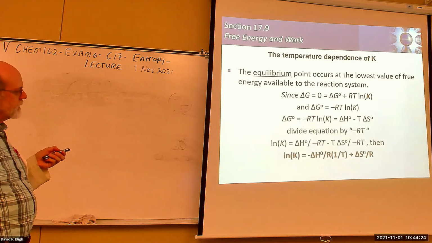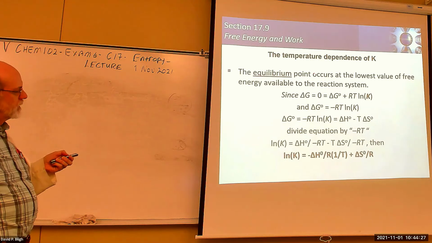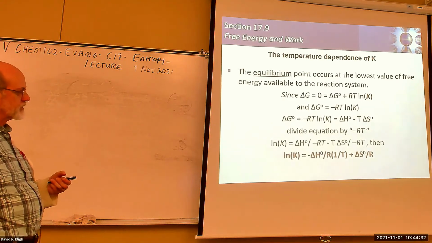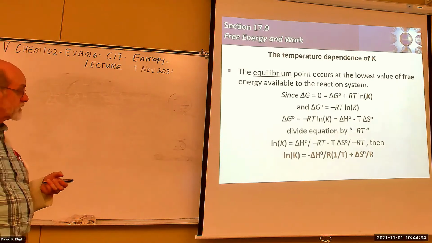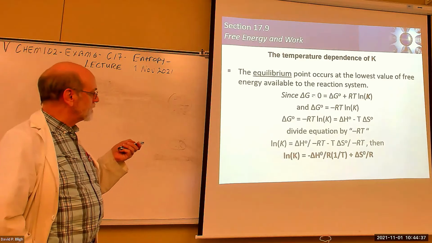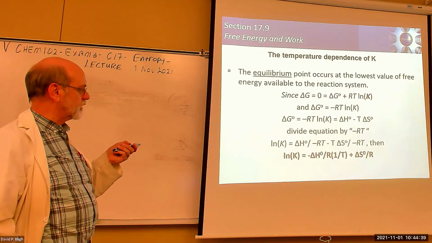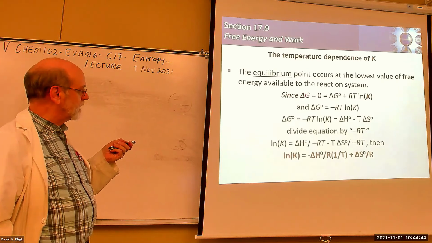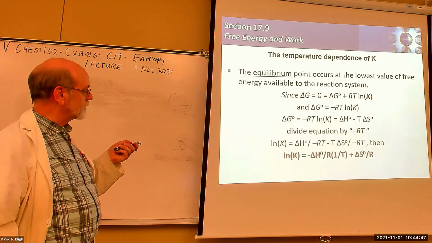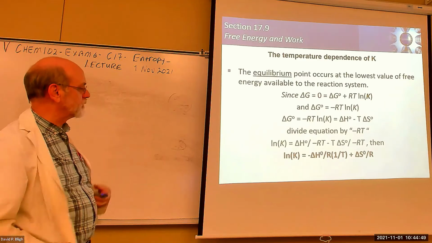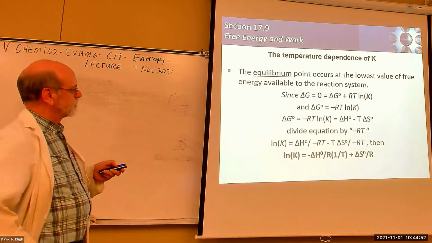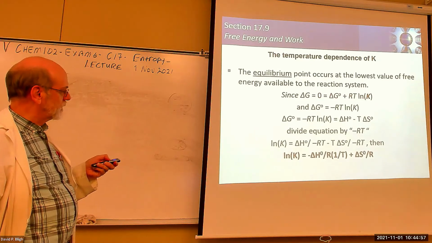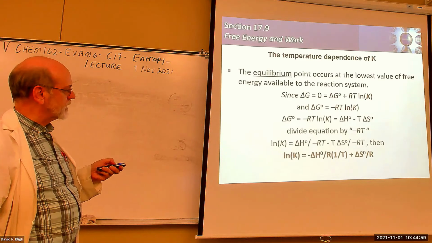So what we're looking at is an equilibrium point, which occurs at the lowest value of free energy available to the system. The lowest value of free energy. And we're talking about the delta G actual, not the delta G 0. So the delta G actual would be equal to 0. That's the lowest amount of free energy available. That's equilibrium. So we set this equal to 0, and now we have delta G equals minus RT log K.